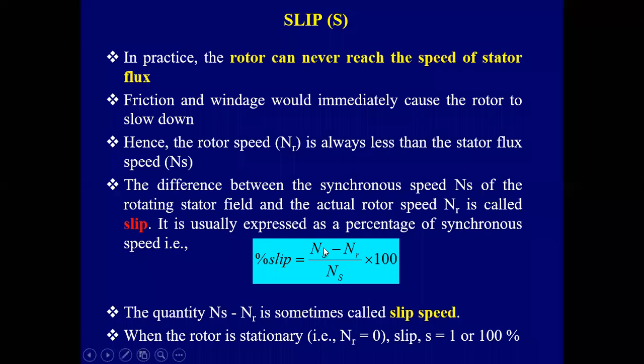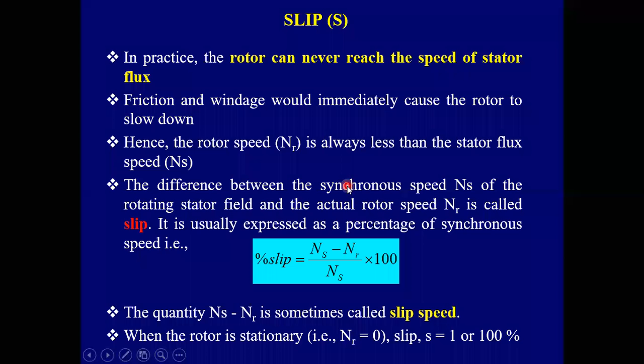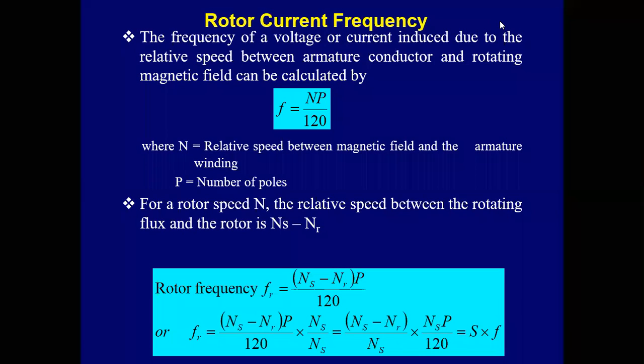Similarly, the stator field is rotating at NS, but what is the speed of the rotor? NR only. So what is the relative speed? That is NS minus NR. Now get back to the other slide. So that is what slip means: a relative difference.